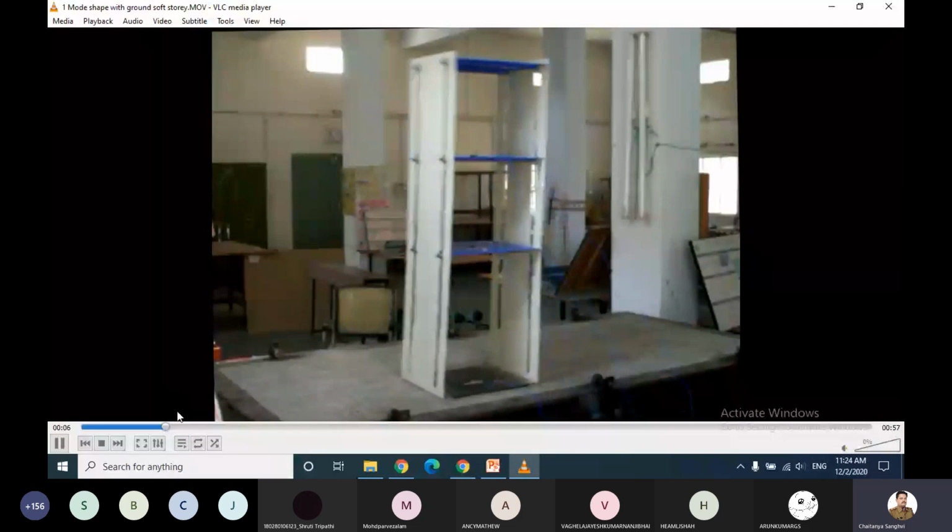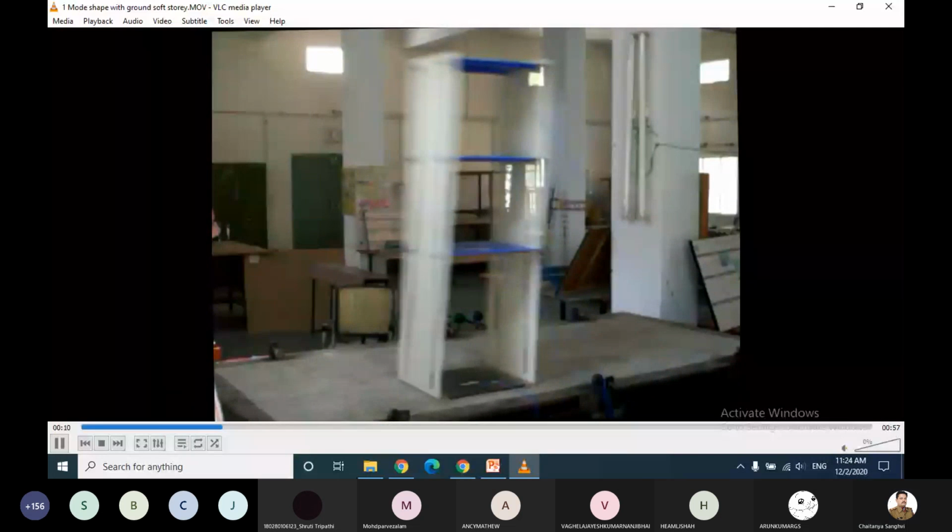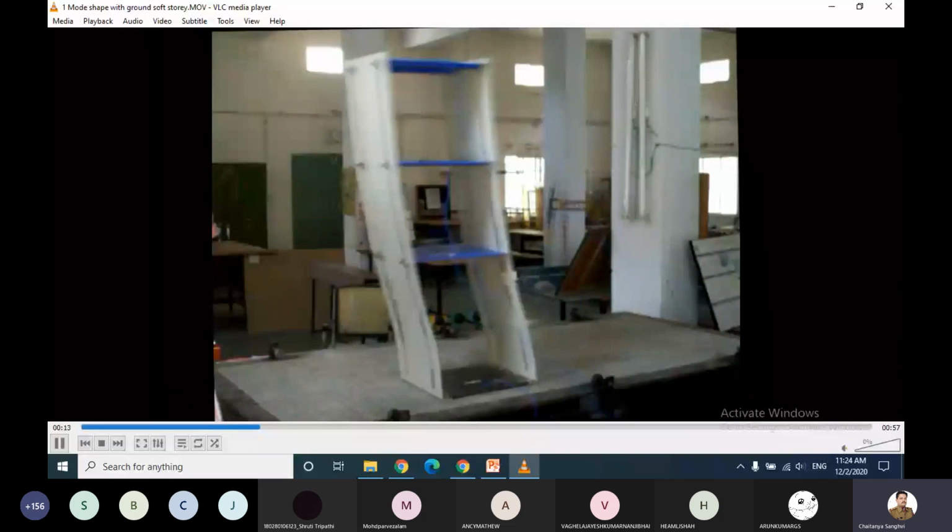Again I'm saying, look at this. At the low frequency, all the masses are moving on one side, right? This is the first mode.